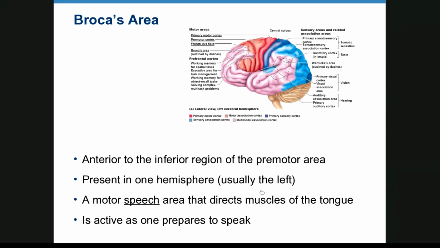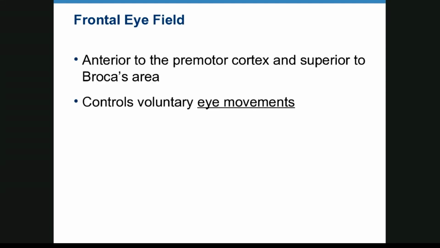Broca's area right here is involved in motor speech. It activates as you think about speaking, as you're putting words together. If someone has had a stroke in that area, they know exactly what they want to say, but they have a tremendous difficulty getting the words out. And unfortunately, they often can't write them down either, because it's the same part of the brain that processes that part of the language.